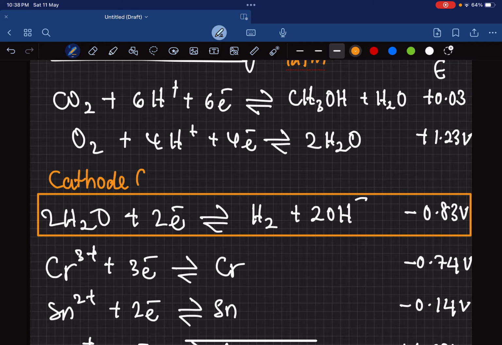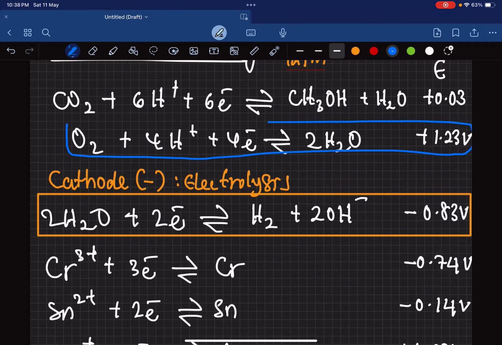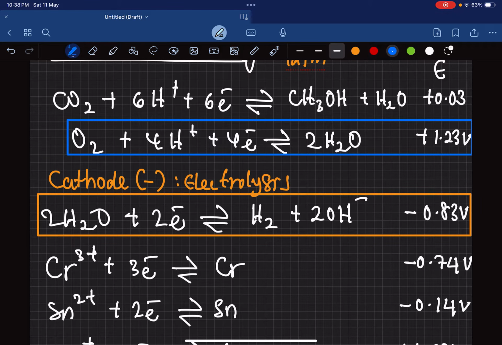Okay, cathode, which is negative. This is during electrolysis. Now this reaction is important at the anode during electrolysis, but this reaction has to be reversed. You have to reverse this equation when you write it at the anode. Okay, you have to. So it's going to be like this.